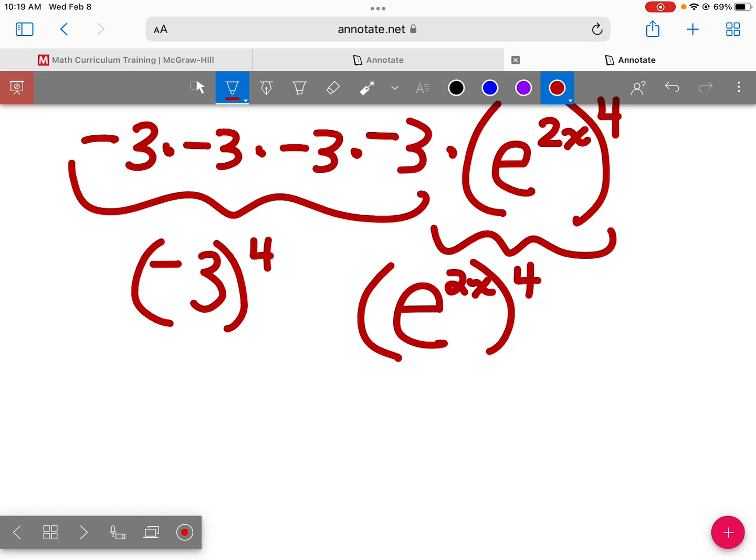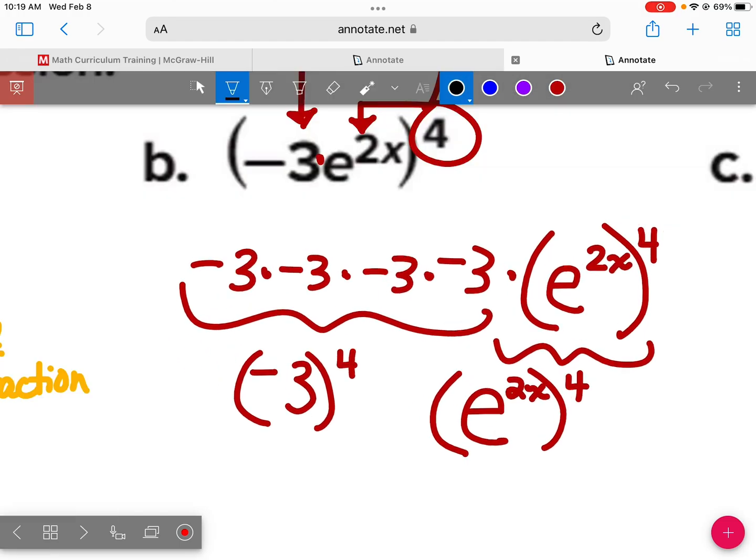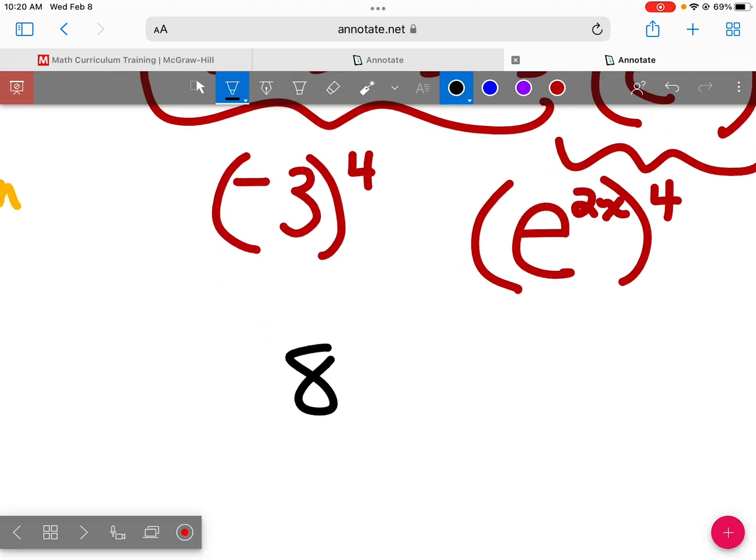What's negative 3 times negative 3? 9. Positive or negative 9? Positive. And this negative 3 times negative 3? Positive 9. So I'm going to multiply those together and get what? 81. Grab your calculators for me real quick. I want you to put this in the calculator without the parentheses around it. So just type negative 3 and then the exponent key and a 4.